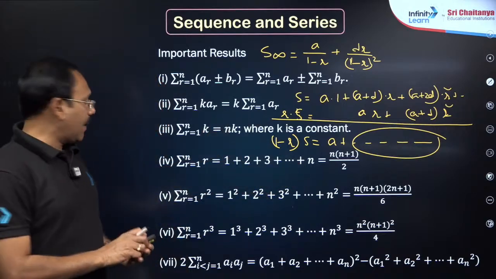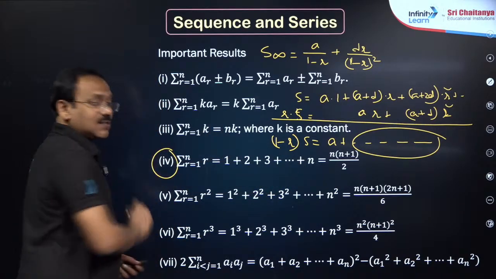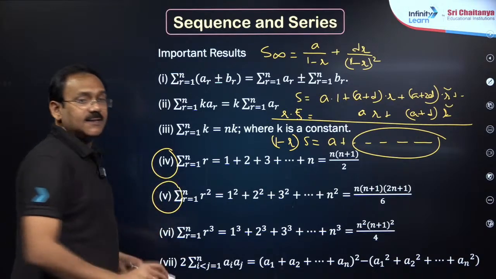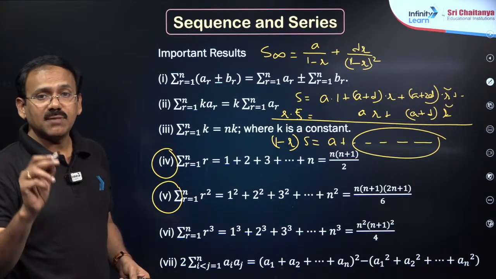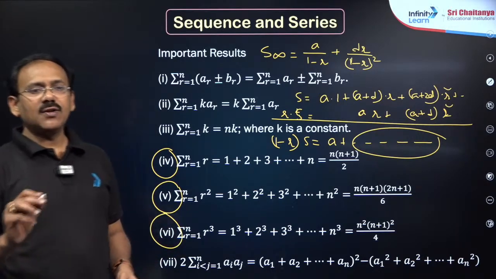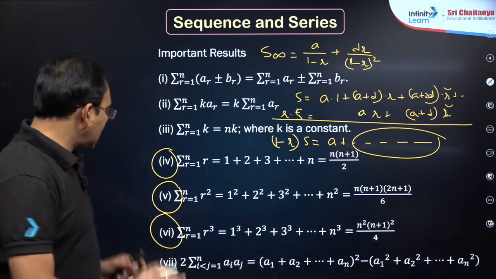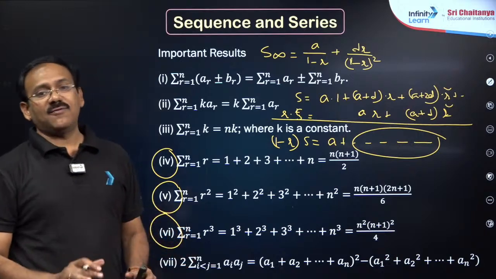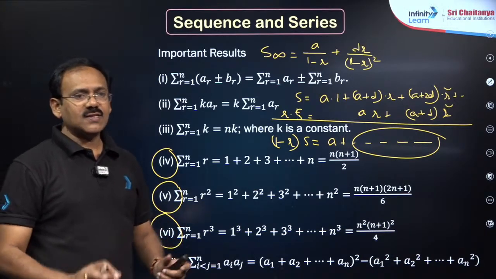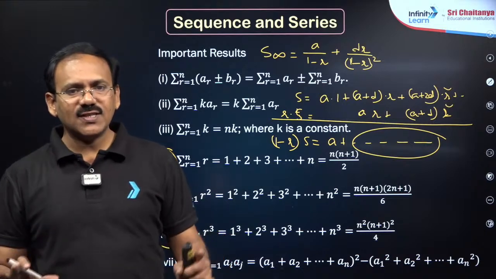Apart from this, you must remember sigma r equals n into (n plus 1) by 2, sigma r square equals n into (n plus 1) into (2n plus 1) by 6, and sigma r cube equals n square into (n plus 1) whole square by 4. These formulae are enough, dear students, in sequence and series. Clear, dear students, sequence and series?